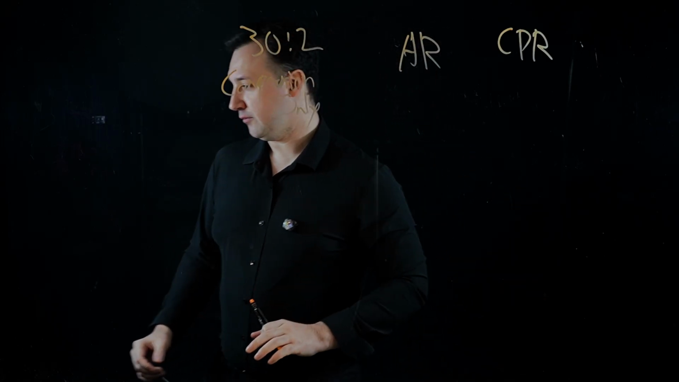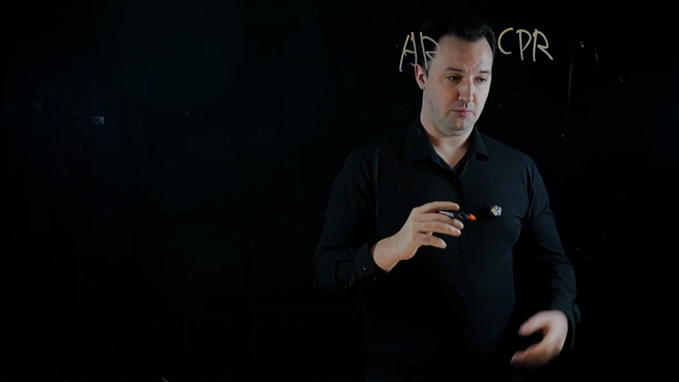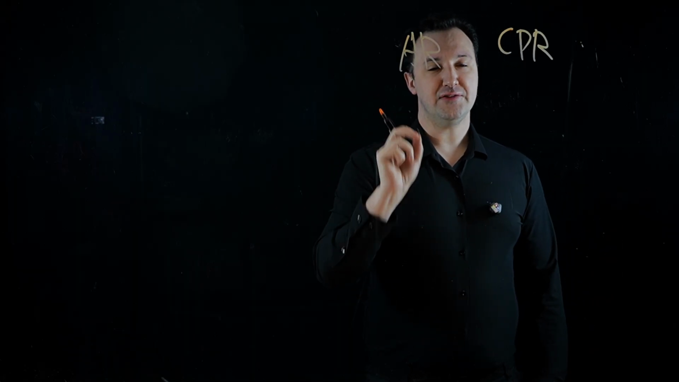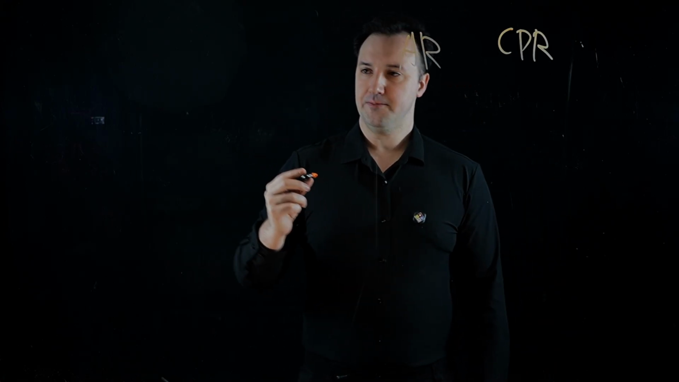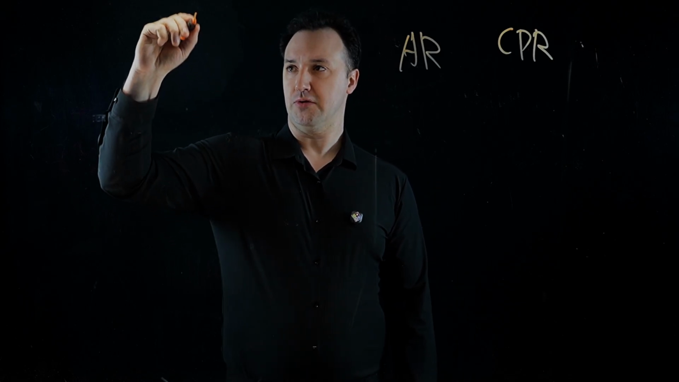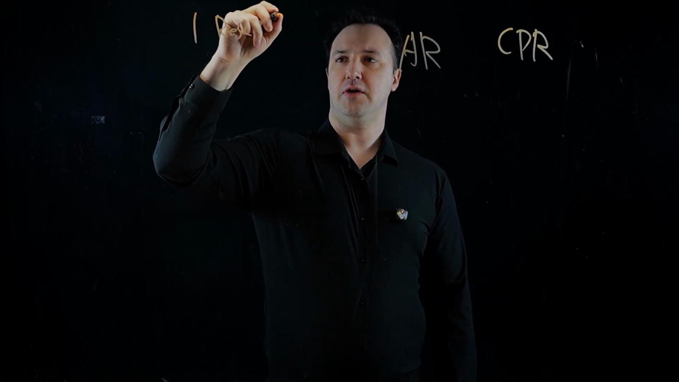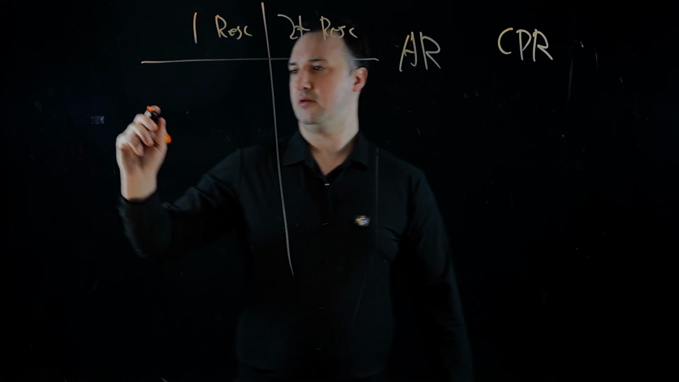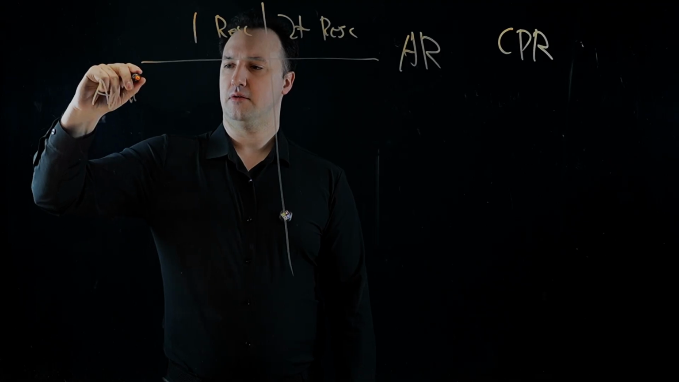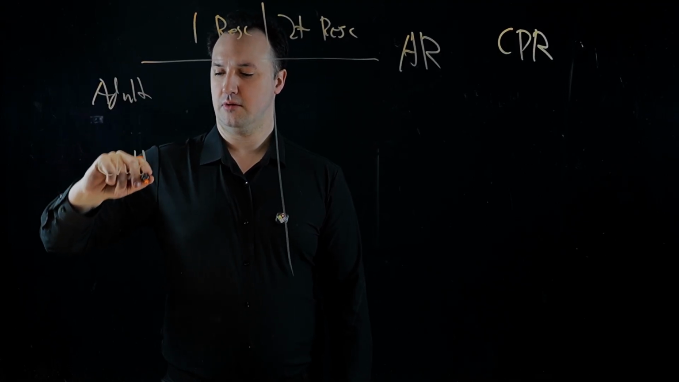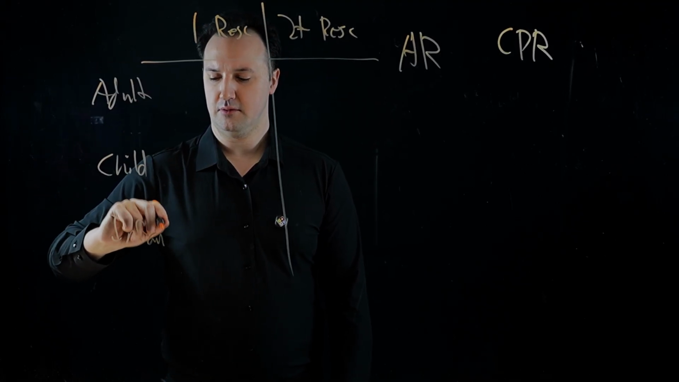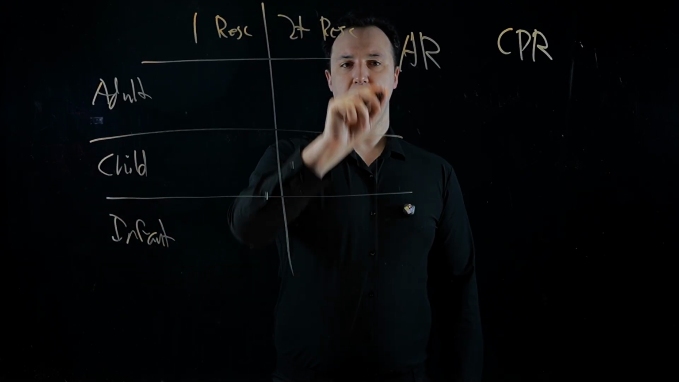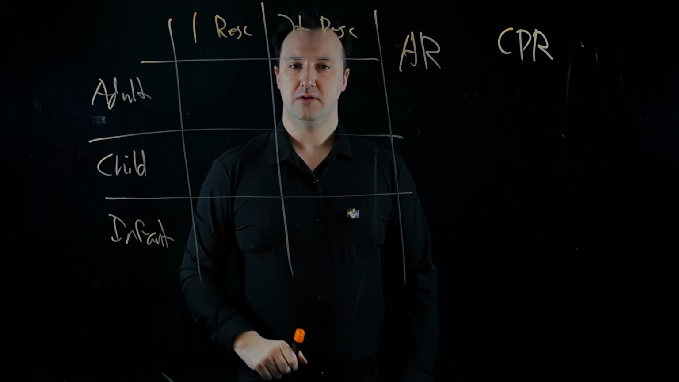I'm going to erase the irrelevant information here. With healthcare provider level, or with BLS, you have different ratios that will be used depending on the type of casualty and how many responders you have. The way this will work, you'll have basically 1 or 2+ rescuers. So you have 1 rescuer, and then you have 2+, and then you'll have adult, child, and infant. And the ratios will be different depending on the differences here.